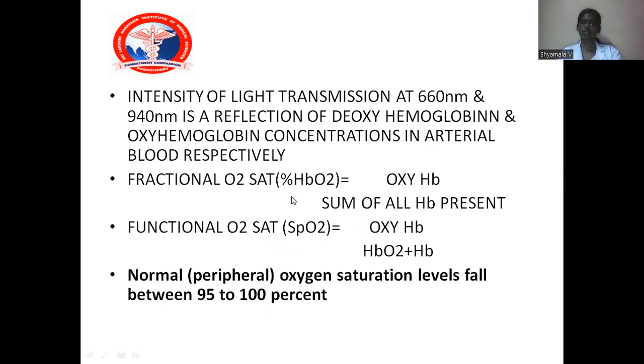Fractional oxygen saturation is calculated as oxyhemoglobin to the sum of all the hemoglobin present in the blood, which includes carboxyhemoglobin, methemoglobin, fetal hemoglobin, sulfhemoglobin, everything. But functional oxygen saturation is calculated as the fraction of oxyhemoglobin to the sum of oxyhemoglobin and reduced hemoglobin. As I said before, normal oxygen saturation levels fall between 95 and 100%.